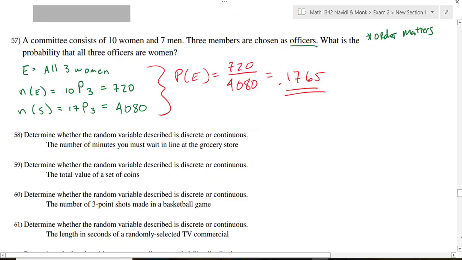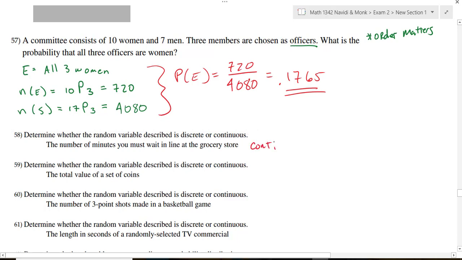58. Determine whether the random variable described is discrete or continuous. The number of minutes you must wait in line at the grocery store. That's continuous. Typically, if you see "number of," it would be discrete, but this is one time that it is continuous. Time is always measured on a continuum.